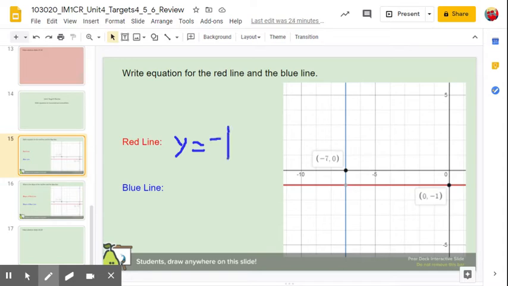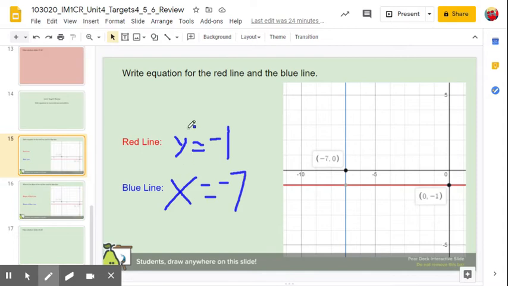For the blue line, it's a vertical line. So we look at every point on the blue line. The x coordinate is -7. No matter where you go, it's -7. The y value can change, but x is always -7. So the equation for the blue line is x equals -7. That's it.